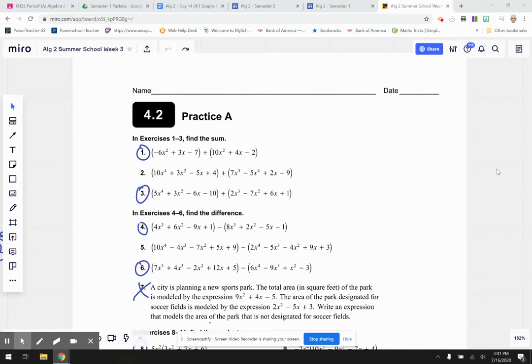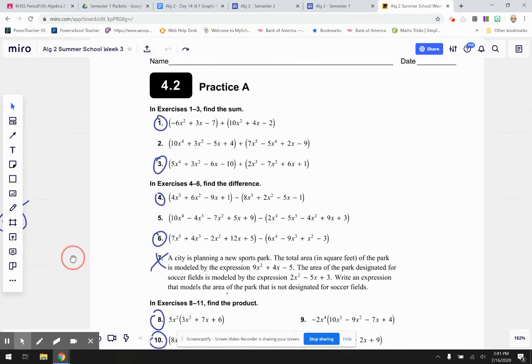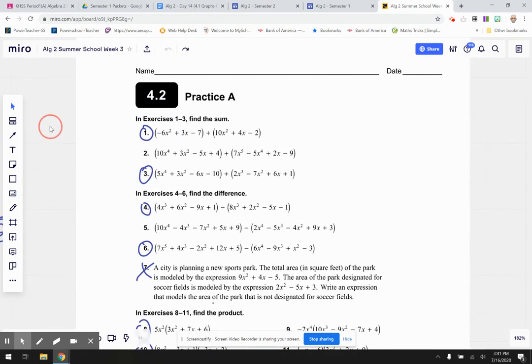All right, here's a video for 4.2 practice A, and we're going to be just combining like terms here mostly on this one. A little bit of distributive property and FOIL down there at the bottom. I circled the ones that I'm going to go over with you, and these are all polynomials.